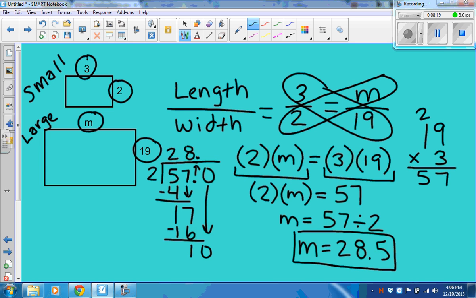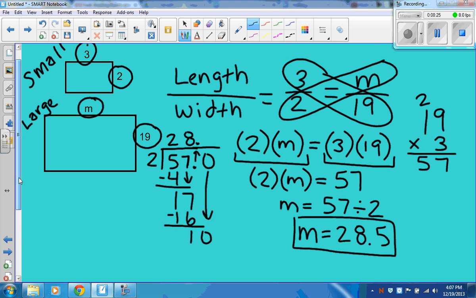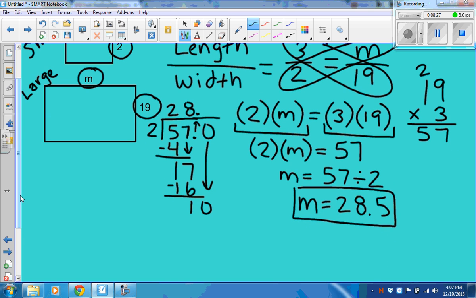Okay, so that gives me 2 goes into 10. Well, it does. It goes in 5 times. So we're going to write our 5 after our decimal place, and 5 times 2 is 10. We subtract and we get 0, so that means we are done. So our answer is 28.5.